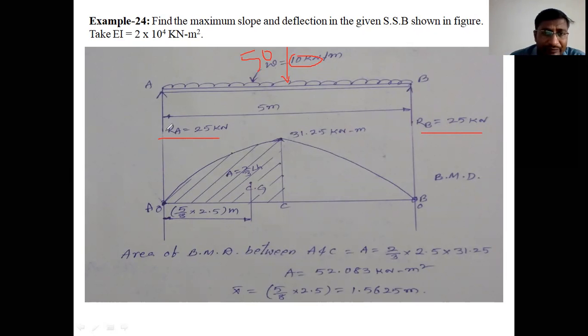So after finding the reaction forces, we should draw the bending moment diagram. How to draw the bending moment diagram? By finding the bending moment values at different points. Let us take this point as C, the center of the beam, and A and B are the end points, the support points. So what is the bending moment at B? Bending moment at the supports is always 0 in a simply supported beam. You should remember that bending moment values at the supports in an SSB are always 0. So bending moment at point B is 0, bending moment at point A is also 0.